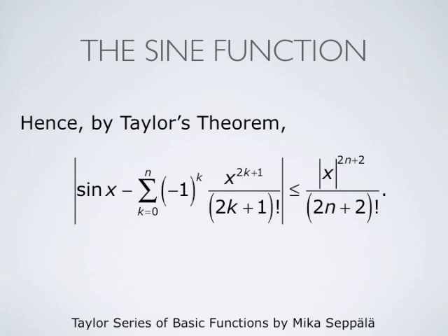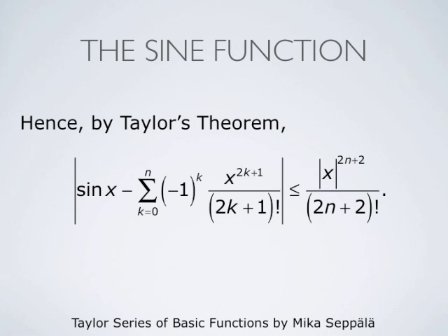Hence, by Taylor's theorem, the absolute value of the difference sine of x minus summation k from 0 to n, negative 1 to the power k, x to the power 2k plus 1 divided by (2k plus 1) factorial is at most the absolute value of x to the power 2n plus 2 divided by (2n plus 2) factorial. These upper bounds tend to 0 as n grows.